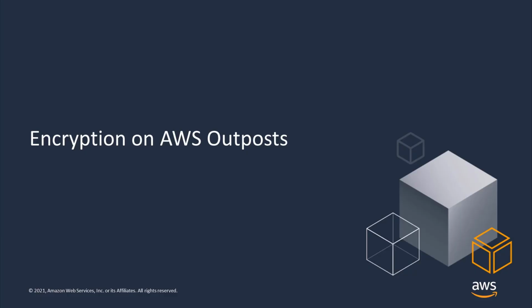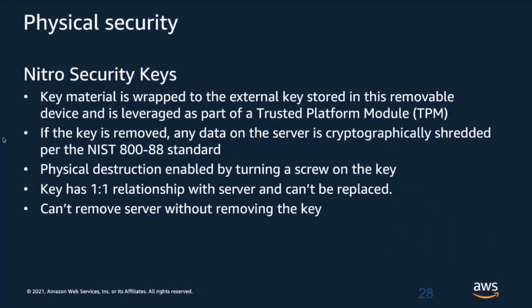I'm David Filiatro, and I'm going to start by talking to you about encryption on AWS Outposts. On the physical security side, it starts with the Nitro security keys. Here, the key material is wrapped to this external key that's stored in a removable device and is leveraged as part of a trusted platform module. If the key is removed, any data on the server is cryptographically shredded per the NIST 800-88 standard.